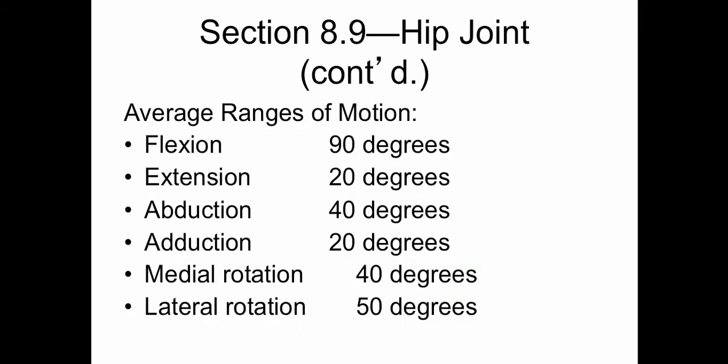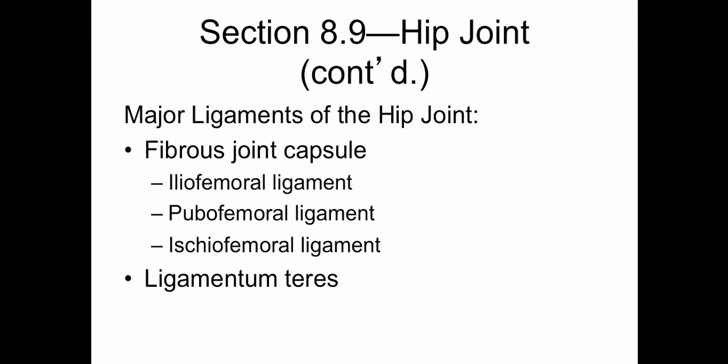This table lists the average ranges of motion of the thigh moving relative to a fixed pelvis at the hip joint. The fibrous hip joint capsule contains strong circular fibers called zona orbicularis that surround the neck of the femur. The strength of this capsule provides the joint excellent stability.